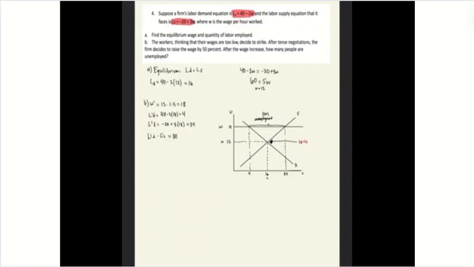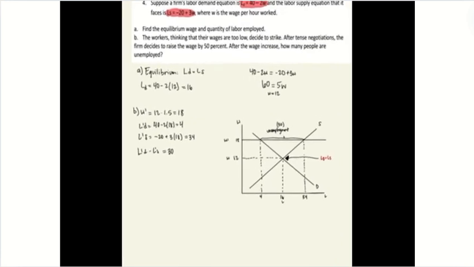And then right here, this is an example of how to find unemployment. So if you read, suppose a firm's labor demand equation is LD equals 40 minus 2W, and the labor supply equation that it faces is LS equals negative 20 plus 3W. First, it says find the equilibrium wage and the equivalent of labor employed.